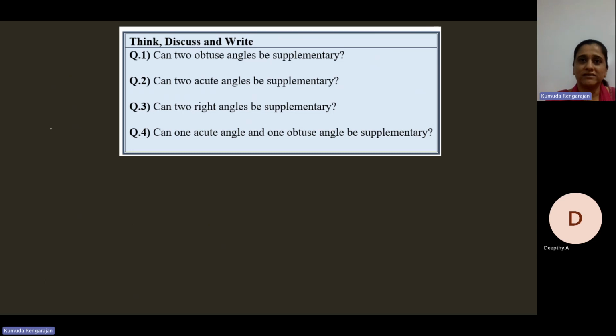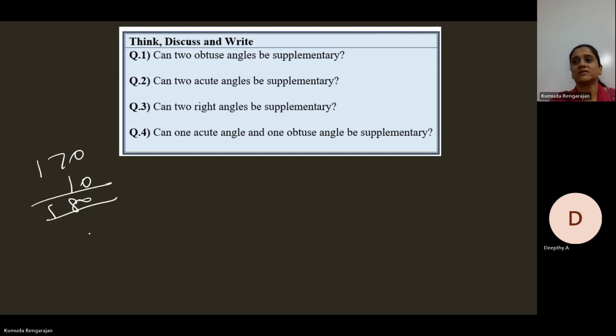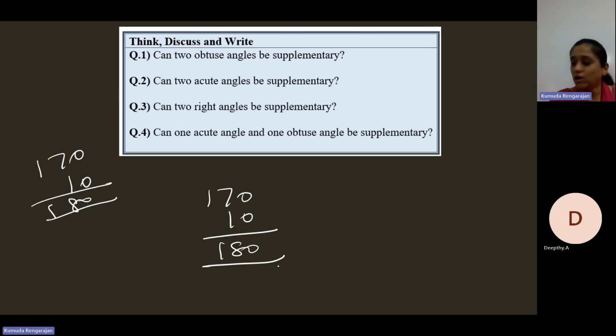One acute angle. Take any acute angle, let's say 10 degrees, and one obtuse angle, 170 degrees. 170 is obtuse. It's more than 90, but less than 180. And 10 degrees is acute. It's less than 90. Yes, a combination of an acute angle and an obtuse angle can be supplementary angles.